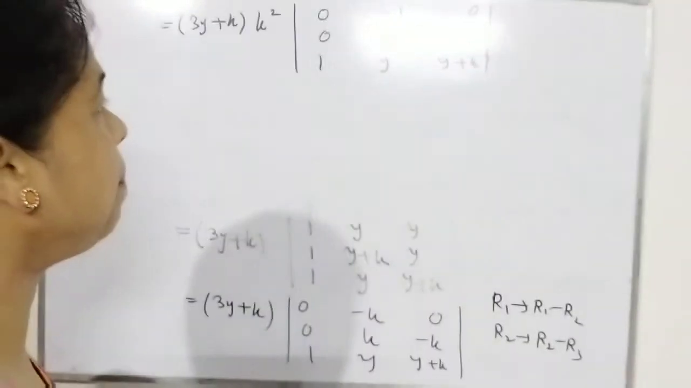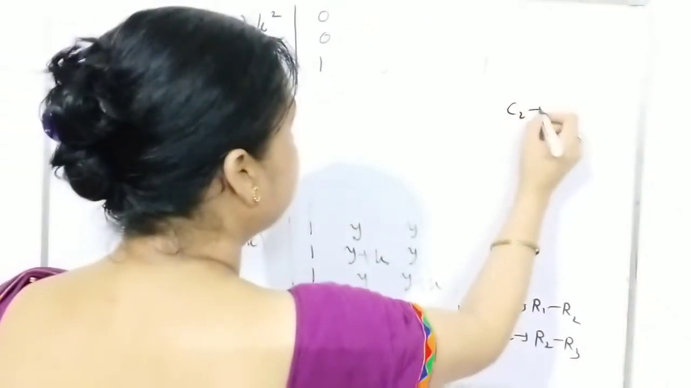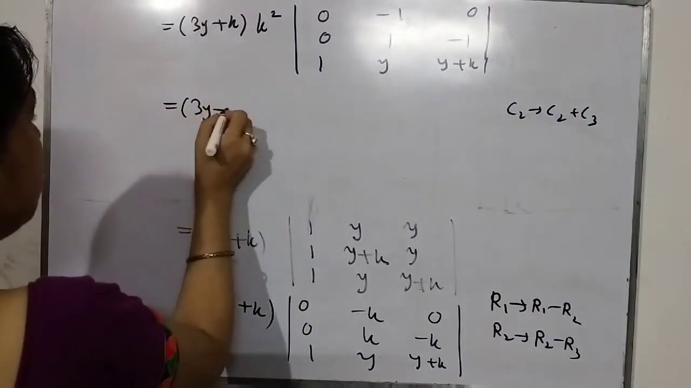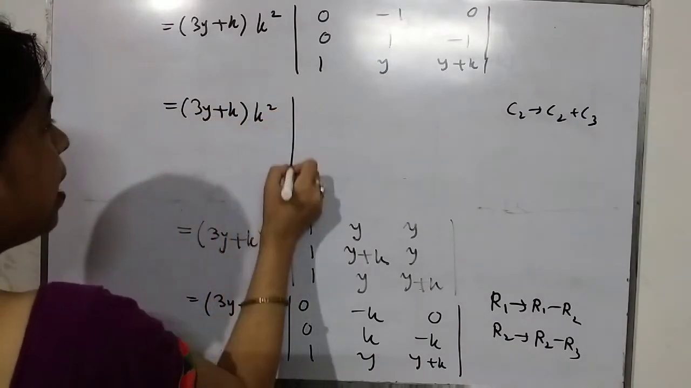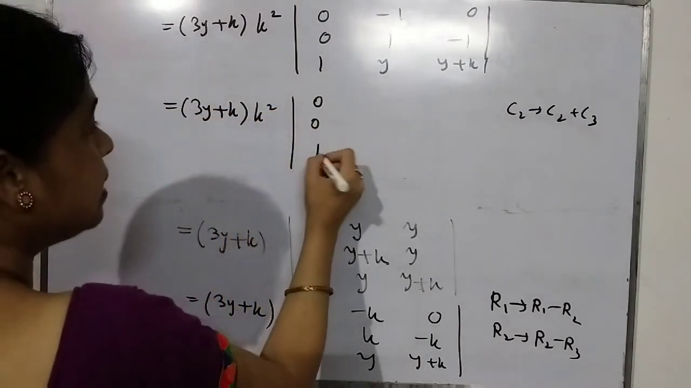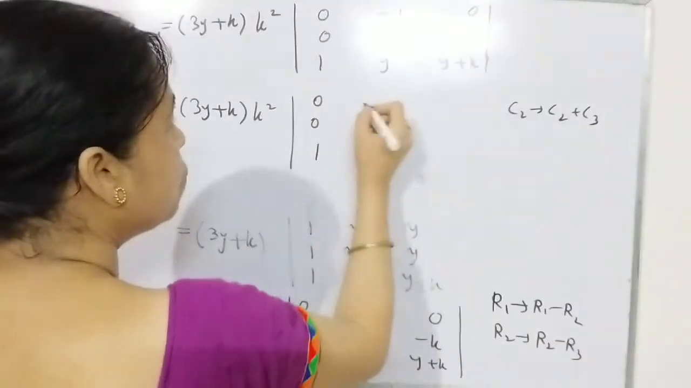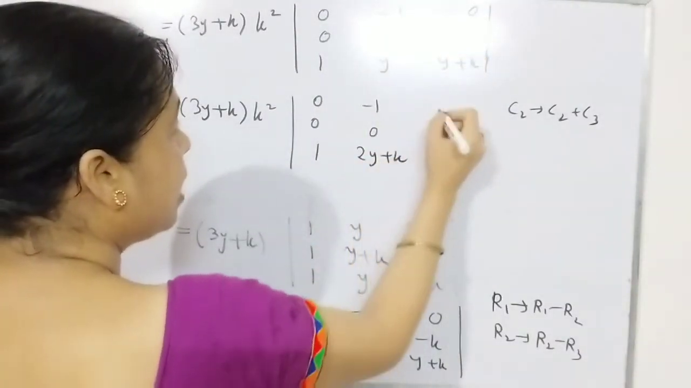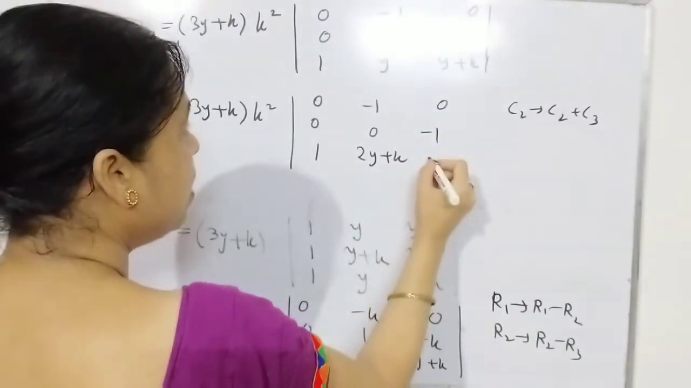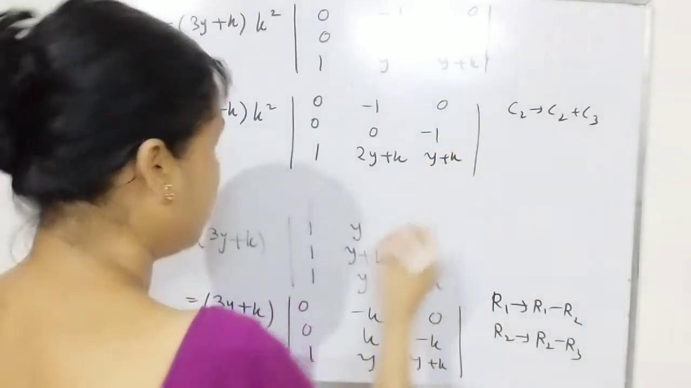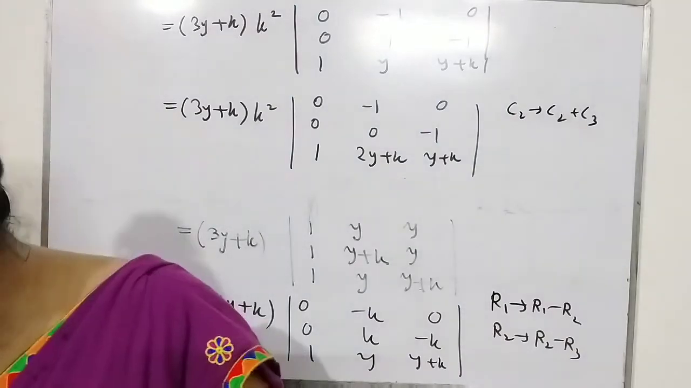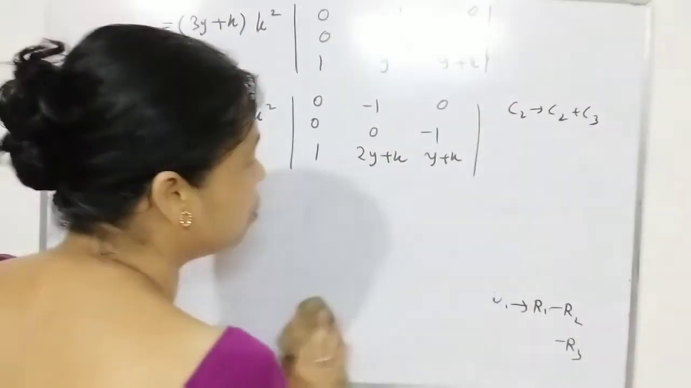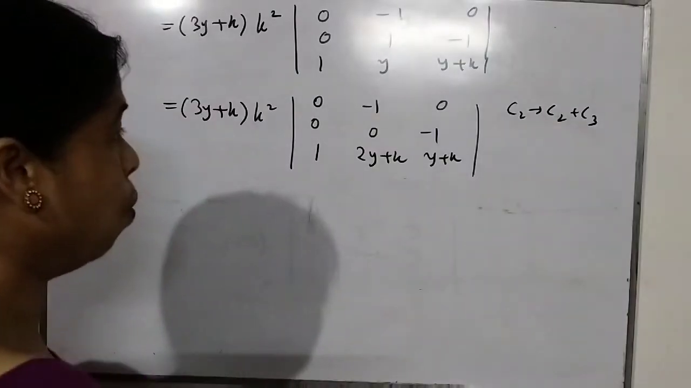So let us apply this: column 2 replaced by column 2 plus column 3. So here we'll have 3y plus k times k square. I have to keep column 1 as it is, and column 2 plus column 3: minus 1 plus 0, this is minus 1, then 0, then twice y plus k. Keep column 3 as it is: 0, minus 1 and this y plus k. Now I can expand it because I have got 2 zeros out of 3. So we can expand in terms of the first row.